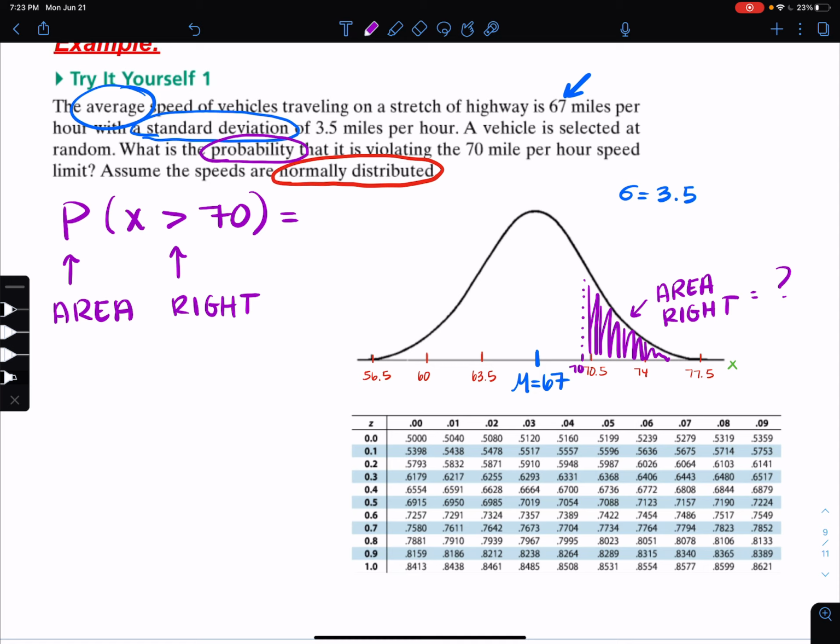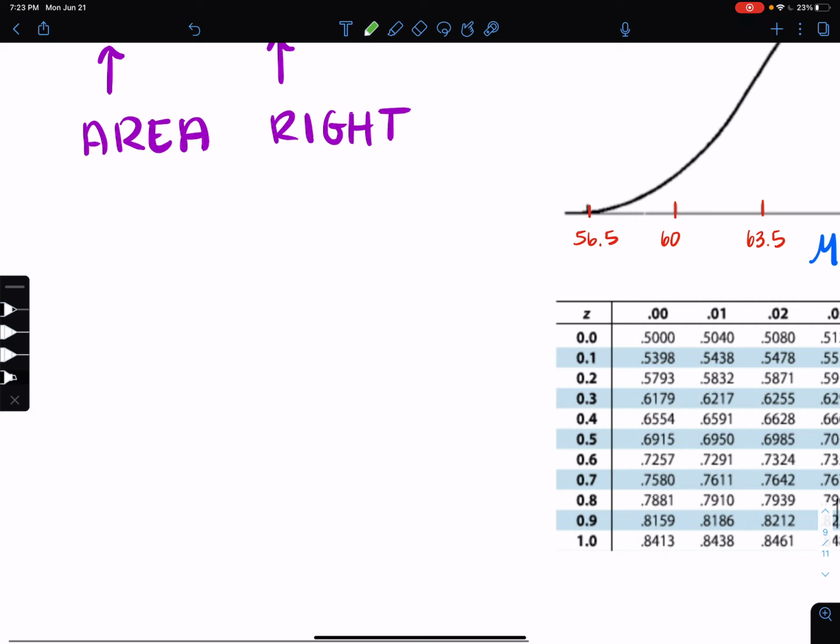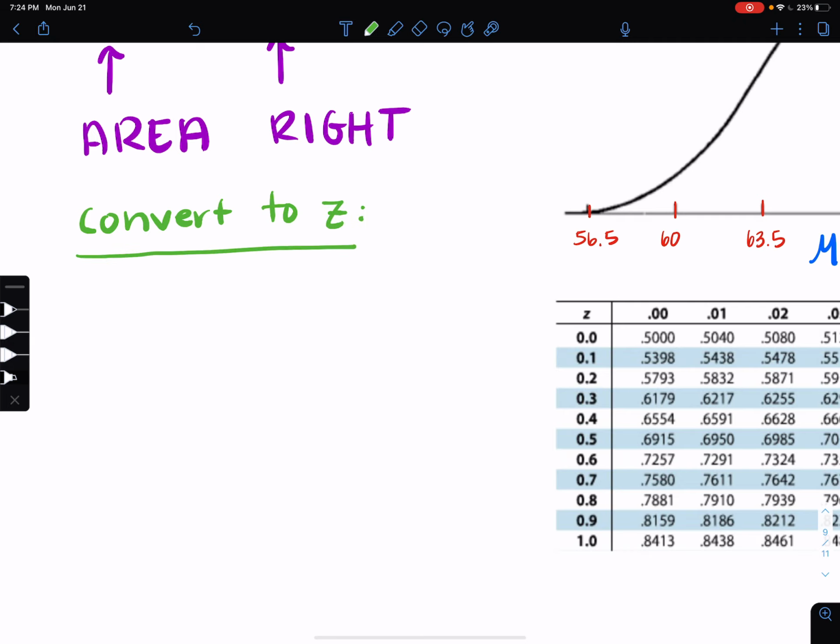All right, now what I'm going to do here, because this is not in terms of z, because it's not mean 0, it's not standard deviation 1, before I can use my table, I'm going to have to convert my value to a z-score. All right, and this is my z-score formula. I take x, subtract the mean, divide by standard deviation.